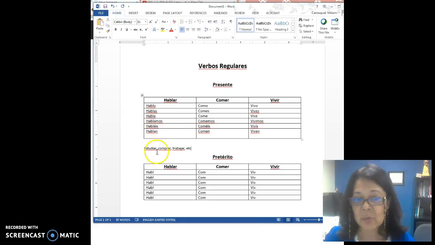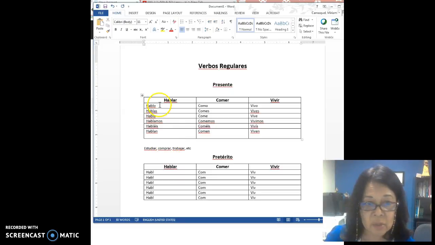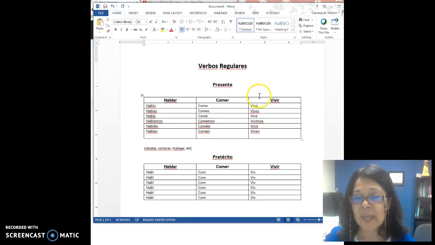So this is how you, for example, if you want to conjugate comprar, you know that the endings are all going to be like this. So yo compro, tú compras, él compra, nosotros compramos, vosotros compráis, y ellos compran. Same thing goes with comer and vivir.